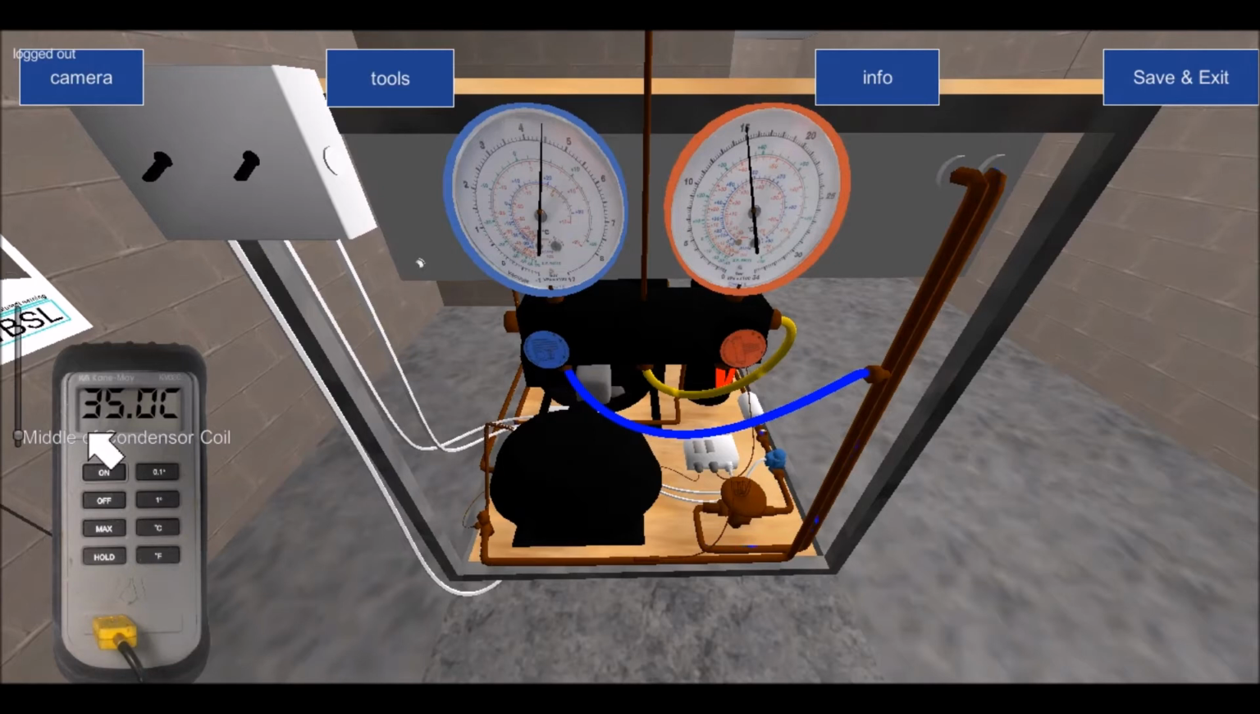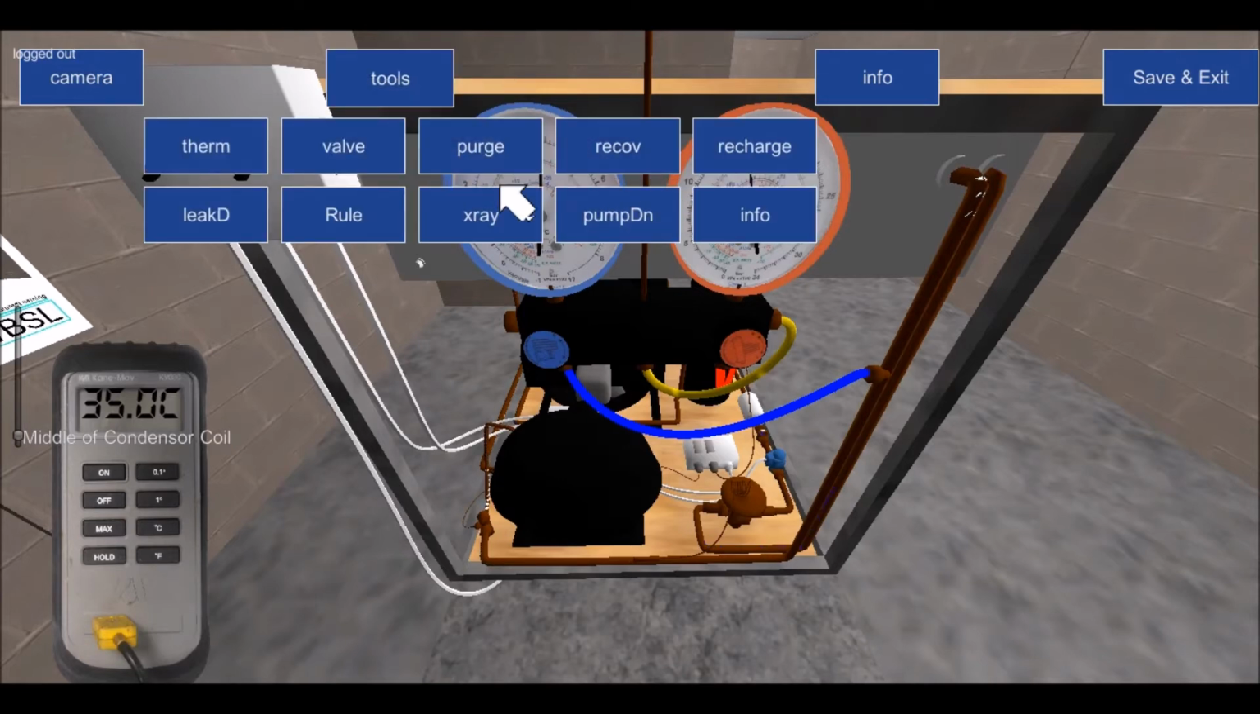So our condensing zone, we put a thermometer in the middle of our condenser measuring the temperature at our condensing zone. Our condensing temperature is registering 35 degrees Celsius. Our high side gauge reading is 15 bar.